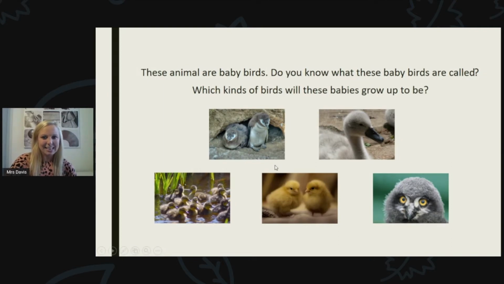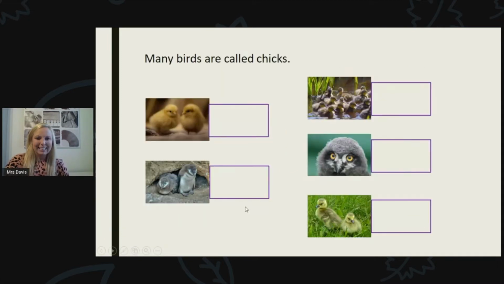Well done, guys. Should we have a look at the answers? Some of these are a bit tricky. I reckon you might have got a few of them. Okay, so these first ones, these chicks will grow up to be chickens. They're very cute, aren't they? Very cute and fluffy. What about these ones?